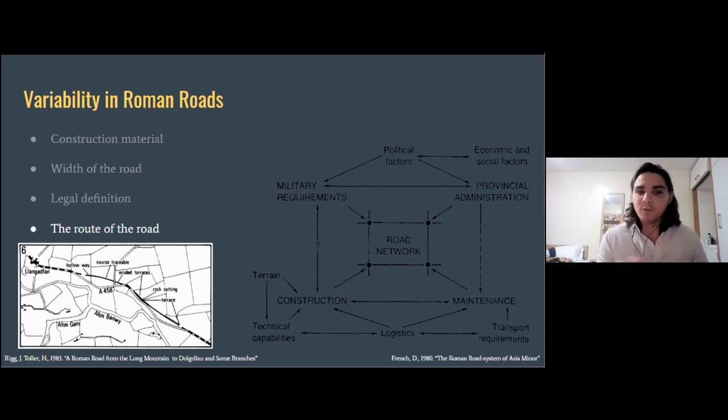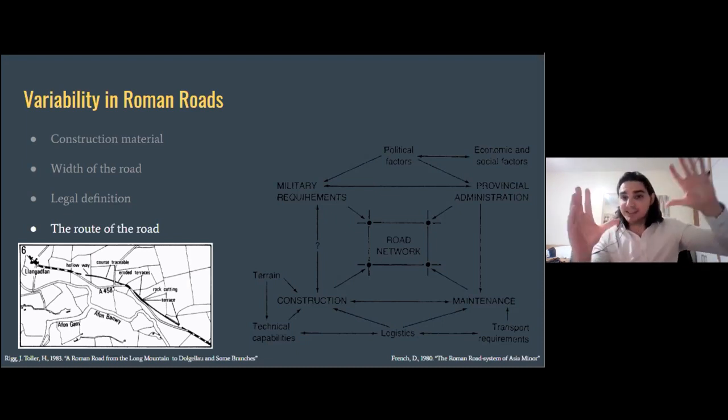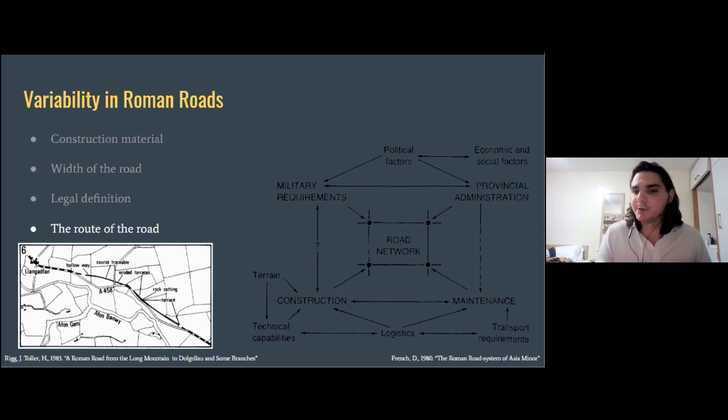And there's a really nice diagram of this, which I've got here by David French. He unfortunately passed away before he was able to develop it fully. But in his Roman road system of Asia Minor, he builds up a kind of holistic picture of all of the different things that impact road networks. And as I said, by looking at road networks, we can untangle the story to then work our way back from the road network to all of these different requirements that are taken into account when the road is created.